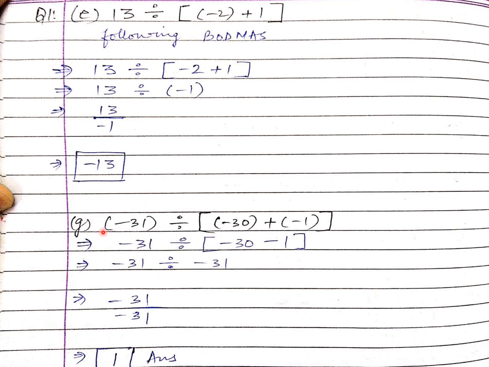Similarly, I have solved G part. It is bracket minus 31 divided by square bracket minus 30 plus bracket minus 1. Again, before solving anything, we will open the brackets and solve them. This bracket open becomes minus 31 divided by square bracket, this bracket open minus 30. When this bracket opens, we will see we have plus into minus, which becomes a minus sign. So minus 30 minus 1 becomes minus 31. Now we have minus 31 upon minus 31. Negative signs are 2 over here in division. They will cut each other and become positive, and 31 ones are 31. Hence the answer is 1.